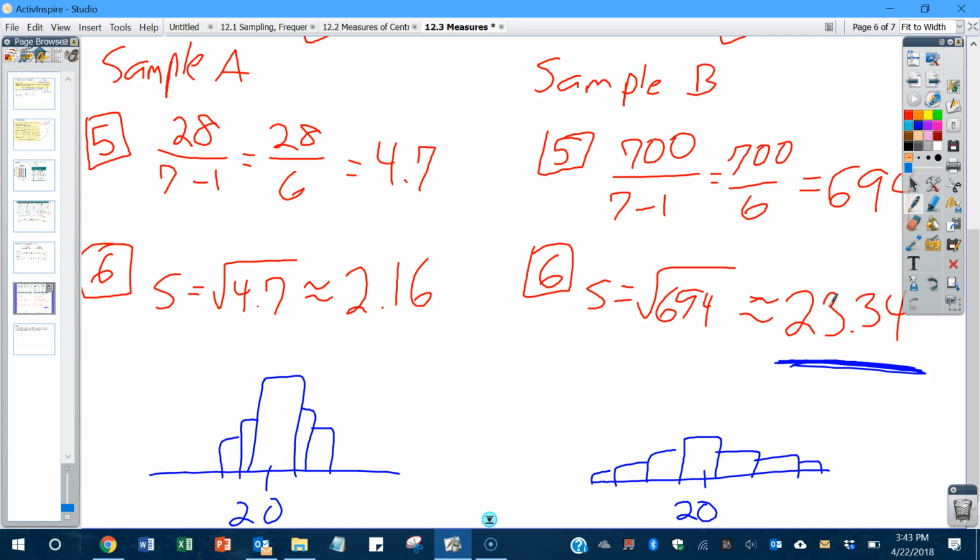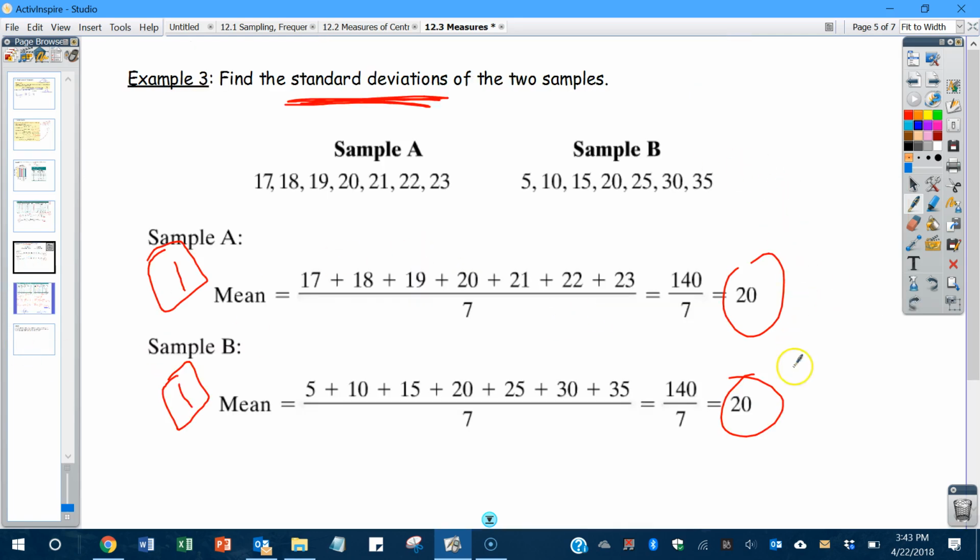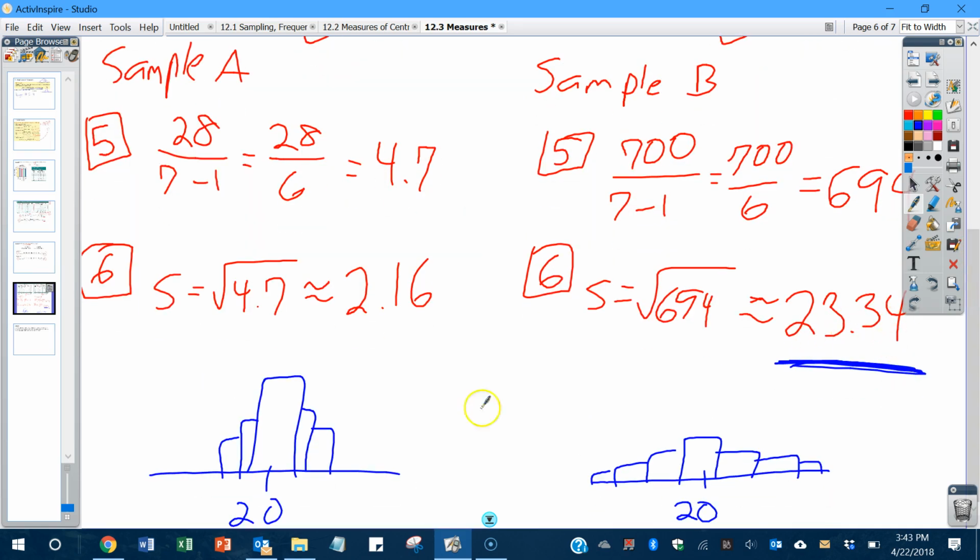So spreads are actually really important, because we initially looked at these data sets and said, oh, they have the same mean, so on average they're the same, but B is spread out a heck of a lot more than A. Notice these numbers are pretty close together. They're between 17 and 23. These numbers are not close together. They're between 5 and 35. So the spread is a lot higher here than it is here.